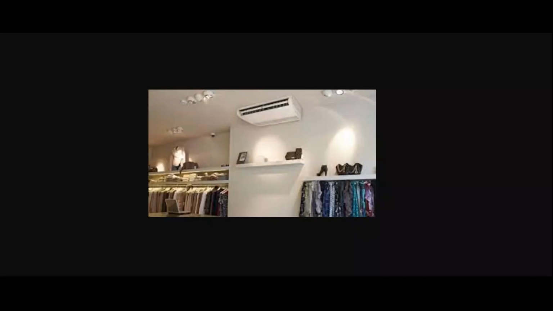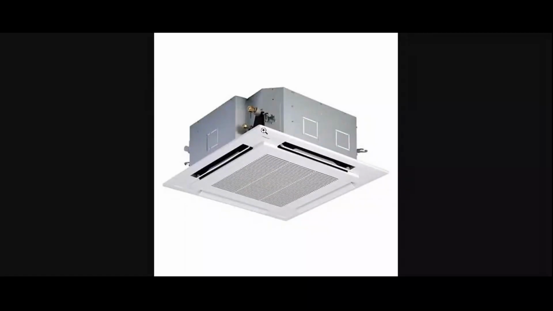Sir, the type of AC may be decided by the interior design, whichever type looks good. This type is clearly defined by the client. Client के हिसाब से हम select करते हैं. Yes. So this is how the cassette type looks.